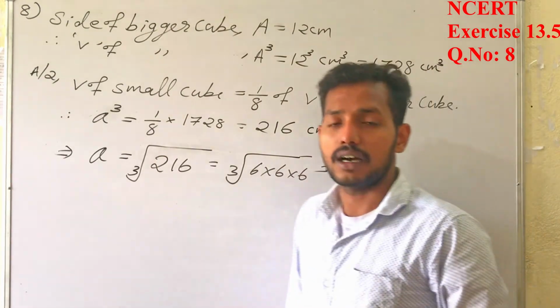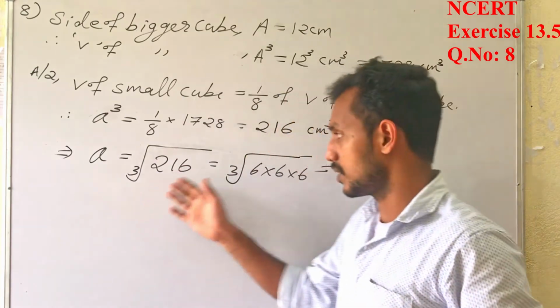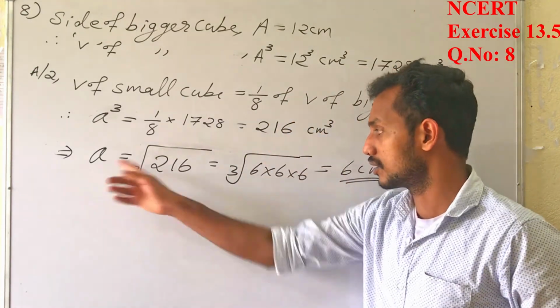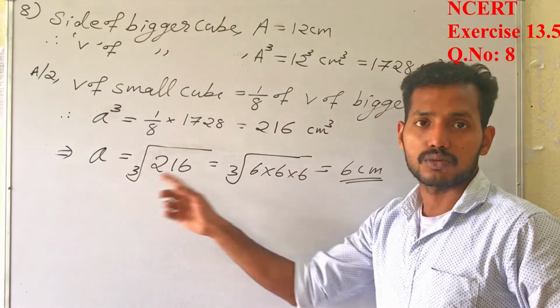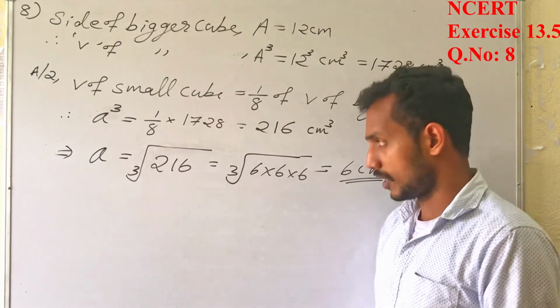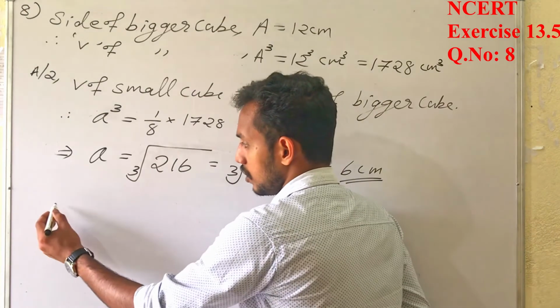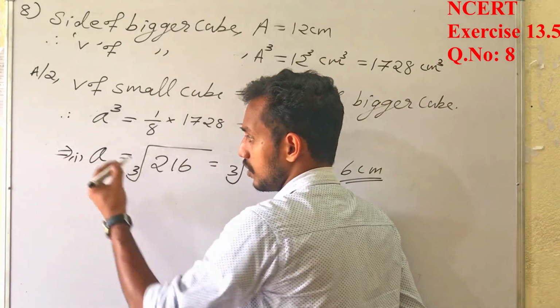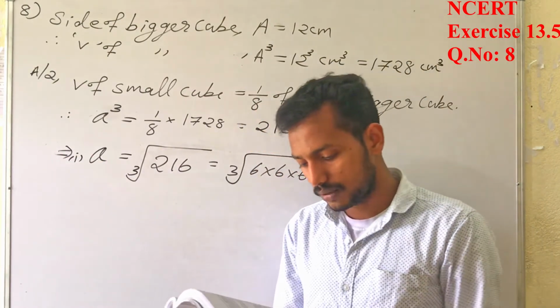You have already learned how to find the cube root, so I am not going to explain it in detail. Now we have got the side of the smaller cube, that is equal to 6 centimeter. Then what is the next question? So first question we have got. What is the second question?